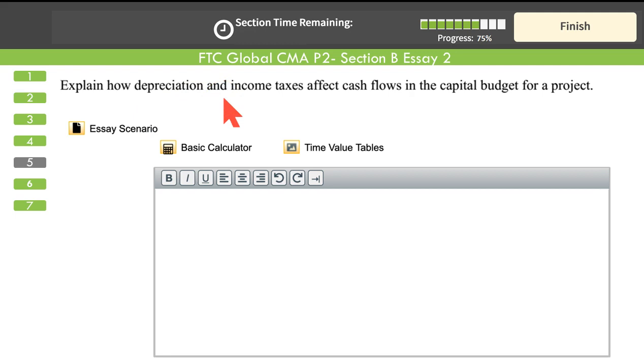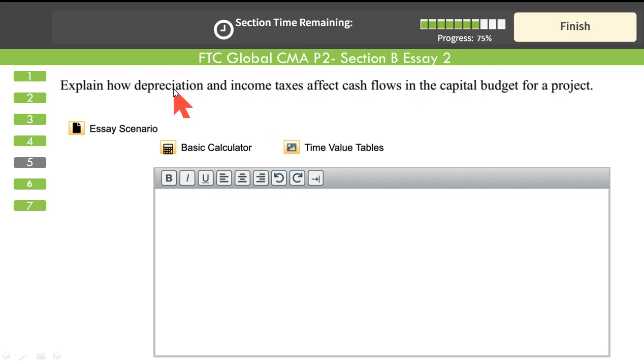I think 6 to 7. These were the questions that I could extract that related more to section B than to E. But nonetheless, there are certain questions. They are specifically related to section E. So explain how depreciation and income taxes affect cash flows in the capital budgeting process.